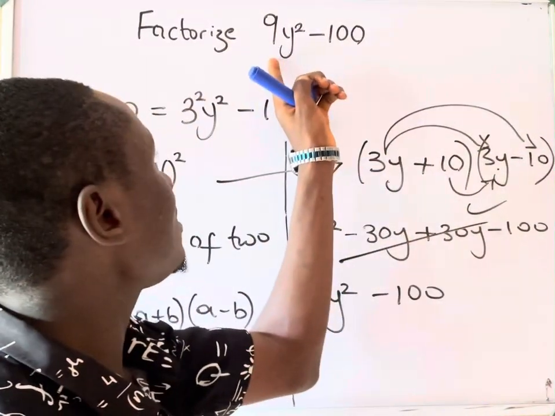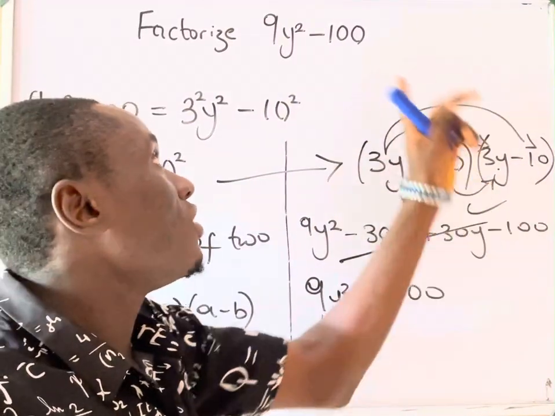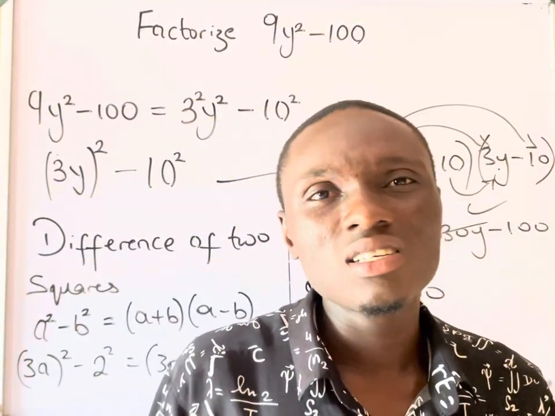So if you factorize this, you have this. If you expand this now, you have this. So the opposite of factorization is expansion.